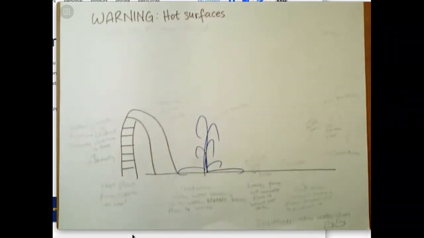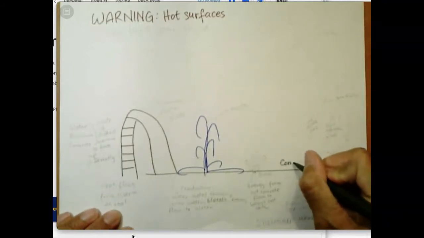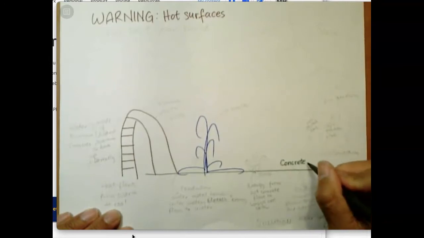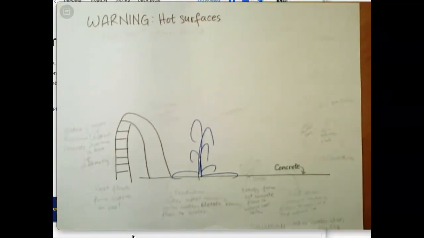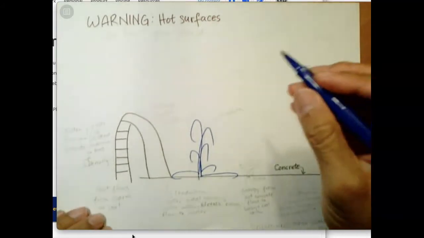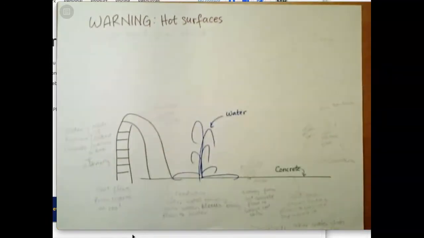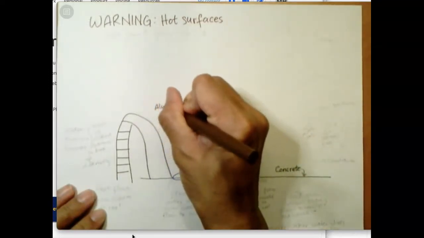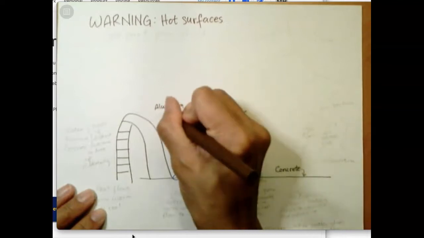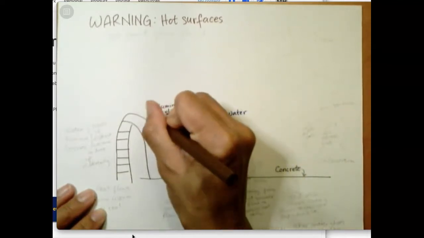Right, and then the second thing that you're supposed to have for your poster is that you should label the materials. So I'm labeling the concrete. This is the concrete. This is the water. And this is the aluminum slide. Aluminum slide. All right.